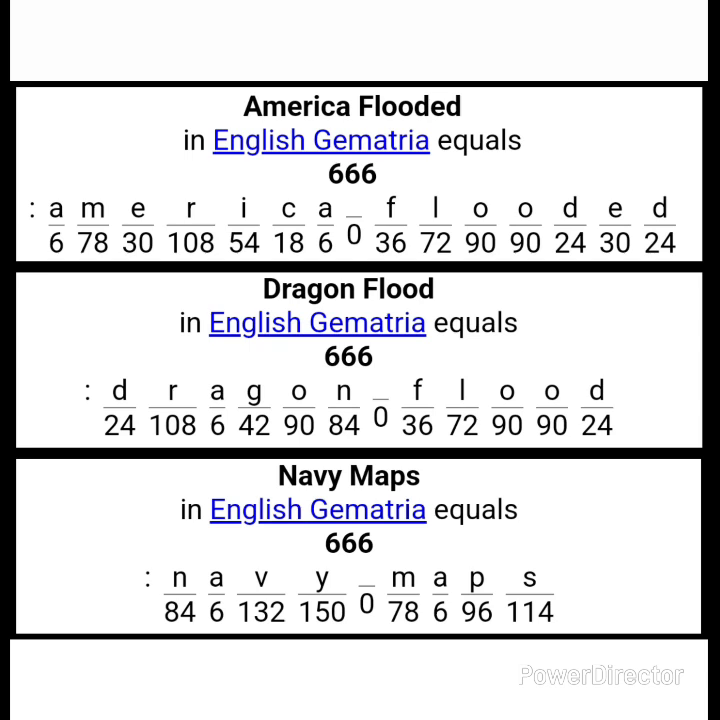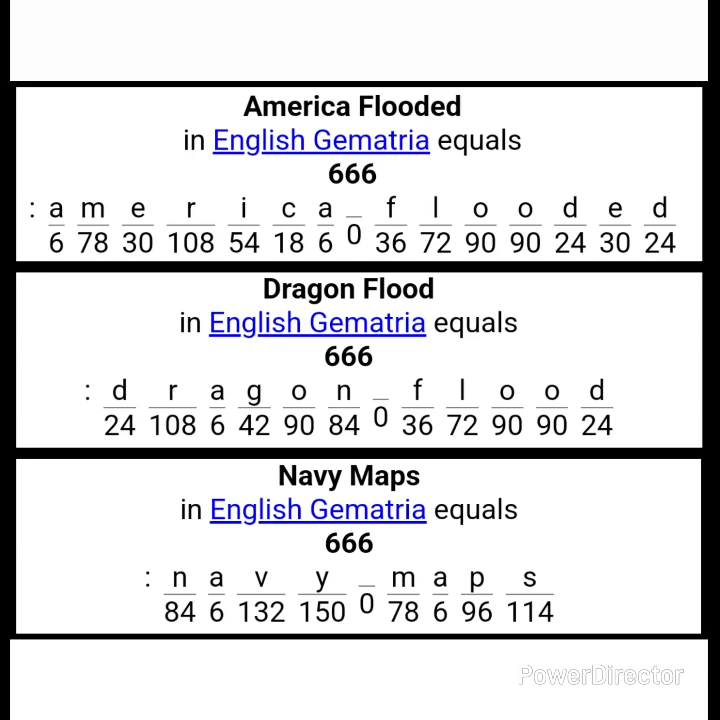So we know that the number 666 is a number of judgment. And I've shown you a lot of things that equal 666, like America Flooded, Dragon Flood, and Navy maps, all connected to that map of America online that shows America pretty much halfway flooded. But 666 is also a rapture number because 666 is 18, and if you add 18 to its mirror, 81, you get 99. So in this one number, 666, you have rapture and judgment, just like rapture and judgment both equal 99 in simple gematria.